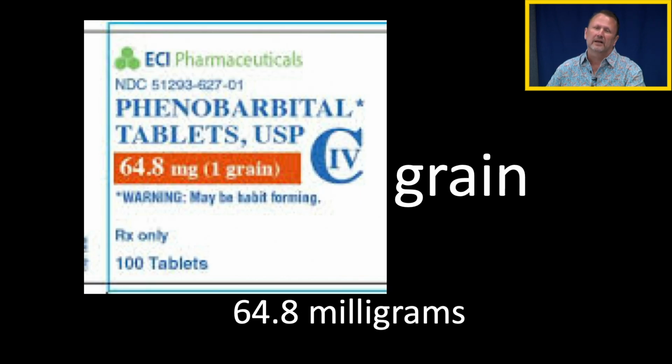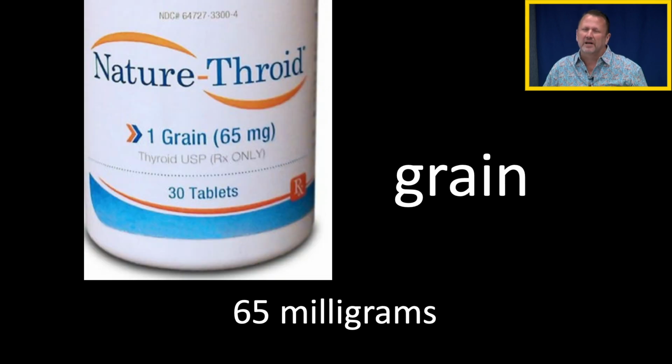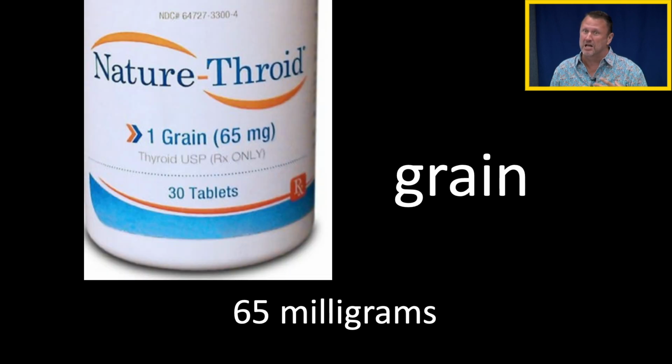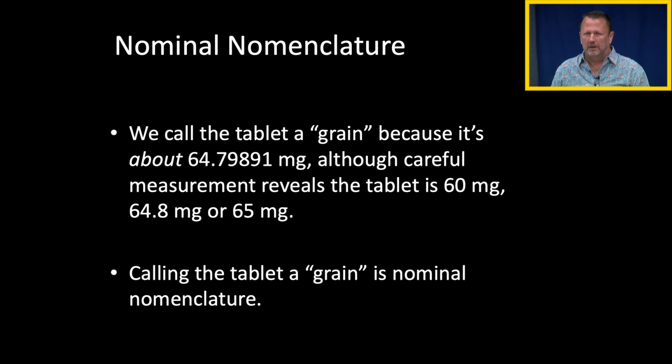And they did not like that answer. They wanted a single exact value for a grain, and they went and asked somebody else, and the answer was 65, but I can tell you a grain is also 60, 64.8. All right, so grain is a nominal term. We just use that word to mean 60 something. It's about a grain. Right?